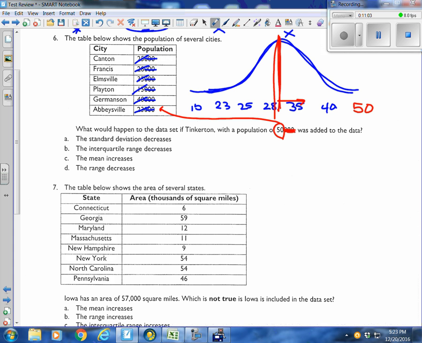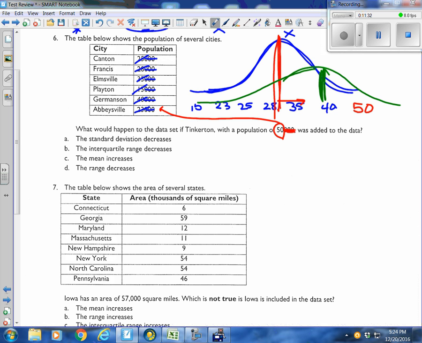So it's almost like you take the string. This is a good analogy. Take the string, it's going to move your mean over here, and it's going to pull it more that way. It's not going to be quite as high, but also the mean is going to shift over. So instead of being in the 20s, we're probably going to be somewhere in the 30s, because now we're averaging a much higher number in our list. So it says, what would happen to the data set if Tinkerton, with a population of 50,000, was added to the data? So we've discussed it.